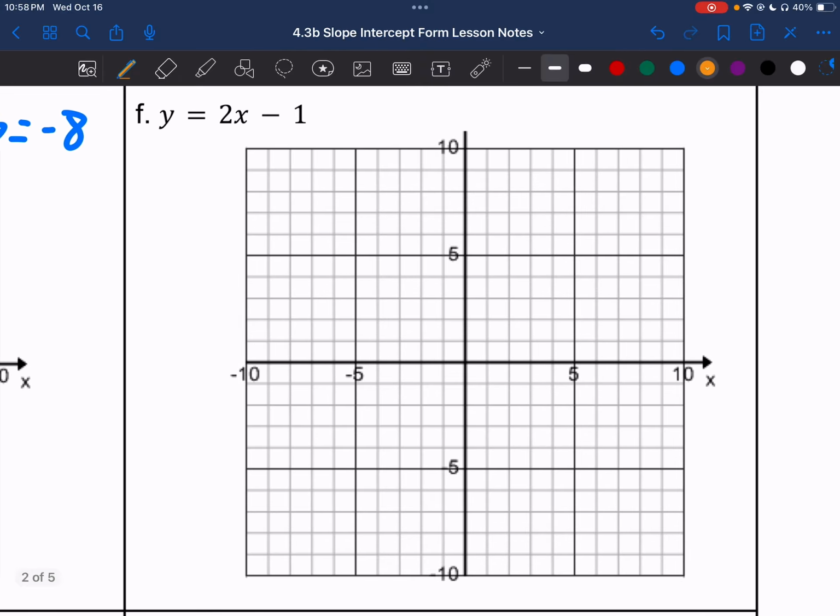Letter F, y equals 2x minus 1. We find our slope and our y-intercept. Slope is 2, and our y-intercept is negative 1. So we go ahead and we plot the point at negative 1. And with a slope of 2, we are going up 2 and to the right 1 with each step that we take. Up 2, right 1, up 2, right 1, up 2, right 1. We have a whole bunch of points here, so I don't really need to go backwards down my pattern. I'm just going to draw my straight edge and make a slight adjustment up at the top there, and I'm good to go.